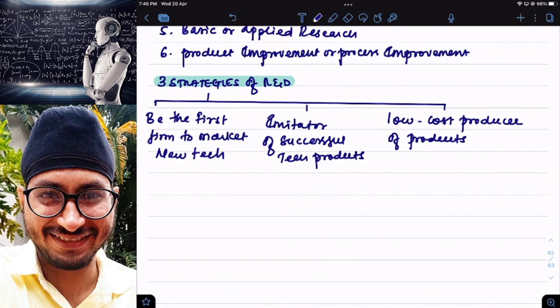Does anyone have any doubts? So with this we complete which strategy, sir? We complete R&D strategy also. We complete this chapter also.